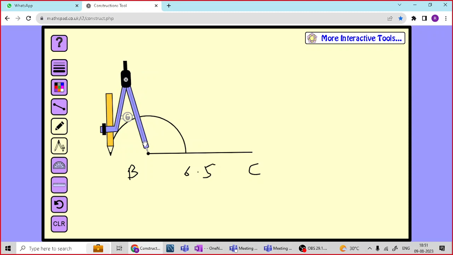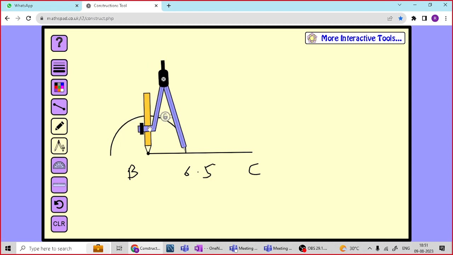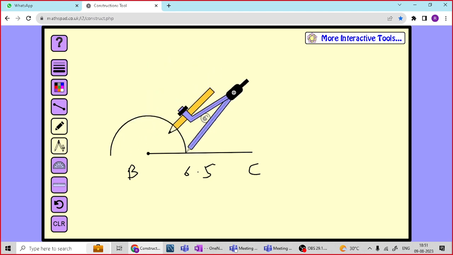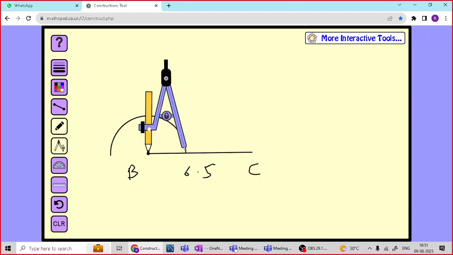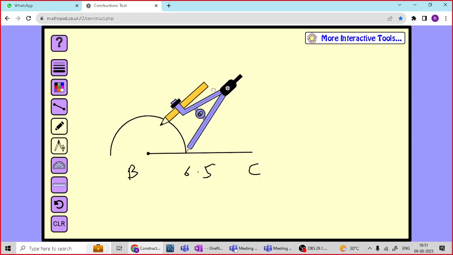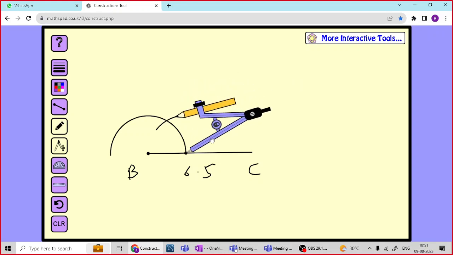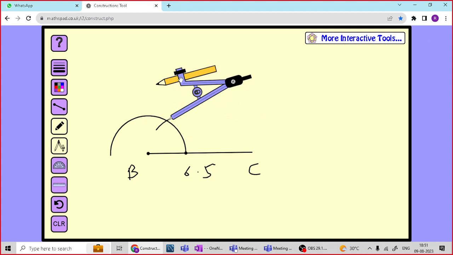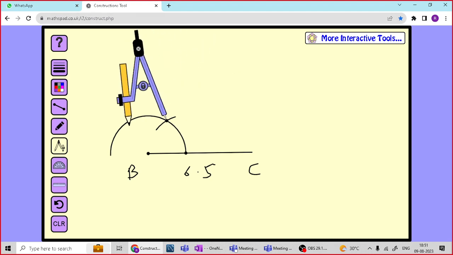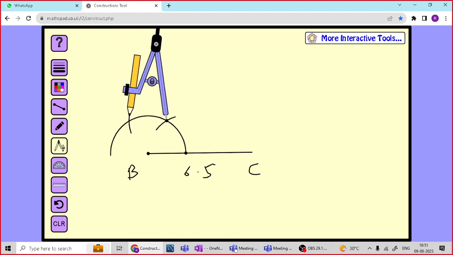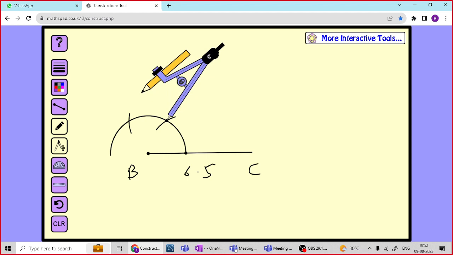So construct 75 on B. Construct 75 on B. To construct 75, we need 60 and 90.